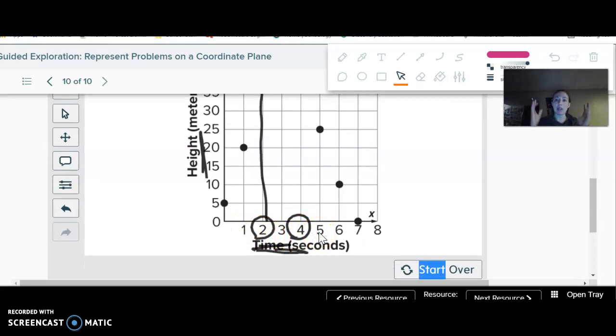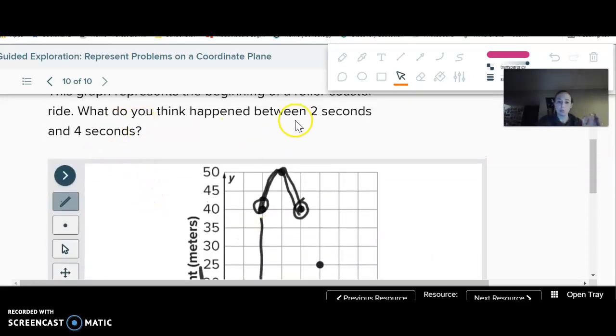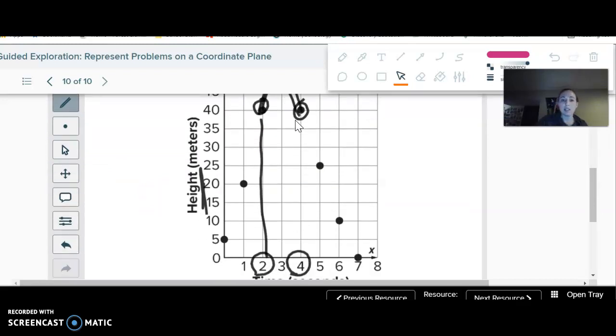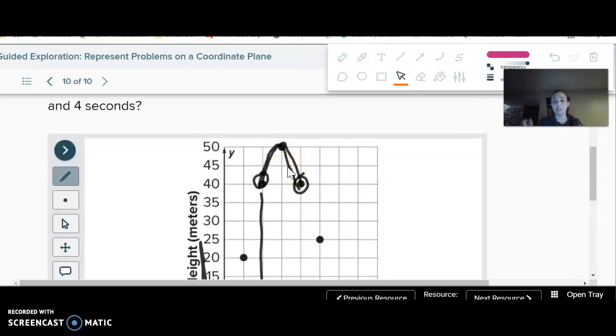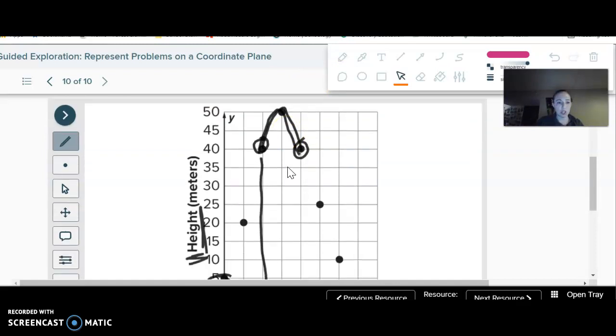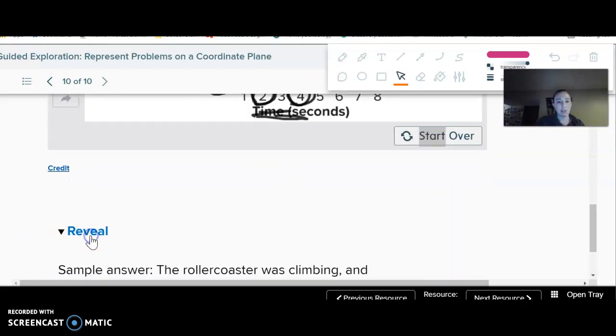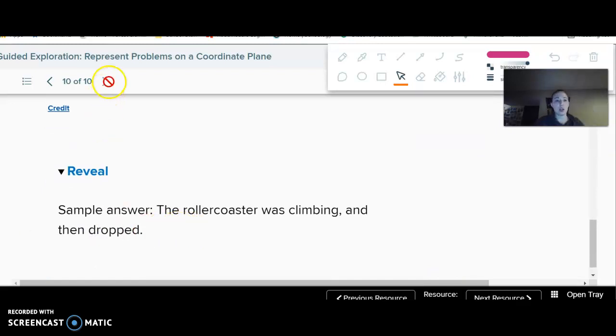I can tell that by looking at my graph, thinking about, okay, make sure I'm on the right axis. I didn't look for 2 and 4 down here because this is meters. That would be 2 and 4 meters. I looked for the seconds since that's what it asked about. And then I looked at the points that matched that time, saw how they changed. Yes, climbing, then dropped.